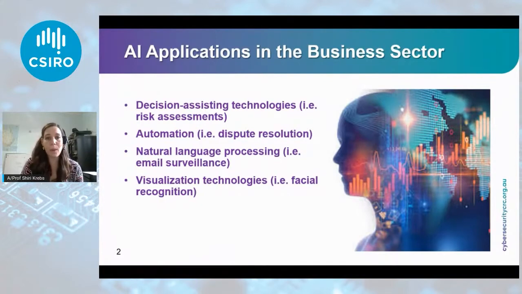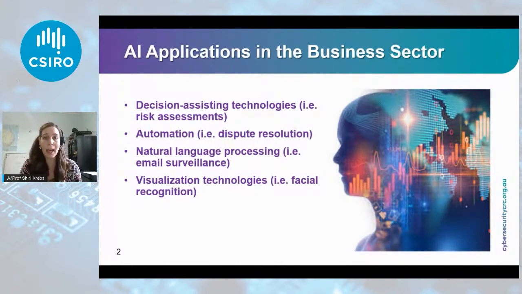So let's begin with a few of the AI-based applications in the business sector. I looked at some of the main purposes for which they are being utilized with some examples for each one. The first one that I mentioned already is decision assisting technologies. One example of this type of AI-based application is risk assessment technologies, and those basically can assist the way human decision makers make their decisions.